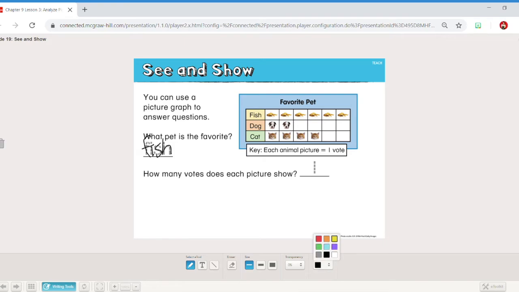Now, to answer that question is like I was saying before, we always want to check our key, because the key will tell us a lot of information. Each animal picture equals 1 vote. How many votes does each picture show? It's the same thing. It's asking about our key. So we can trace over the 1.